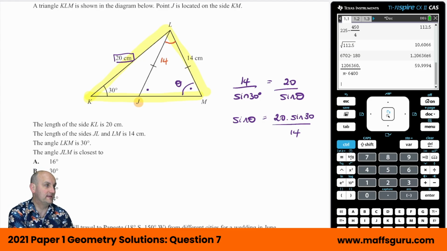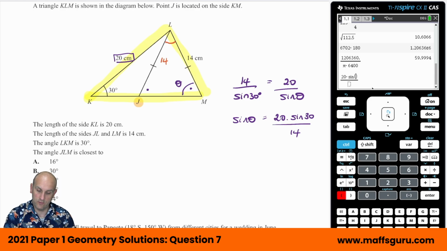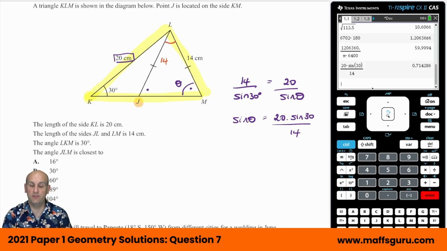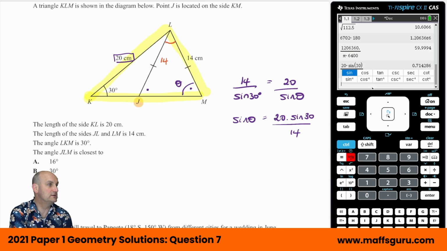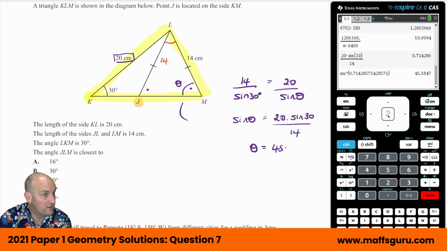So let's put that in my CAS calculator. So 20 times, and make sure that your calculator is in degrees mode, guys. I say this over and over again. 30, I'm trying to do this left-handed, which isn't helpful, gives me that value, and that's sine theta. So what I now need to do is inverse sine it, or shift sine my answer to give me 45 point whatever it is. So theta there is 45.5847. Now I'm not going to do anything with that at the moment. I'm not going to round it because I'll do that later.